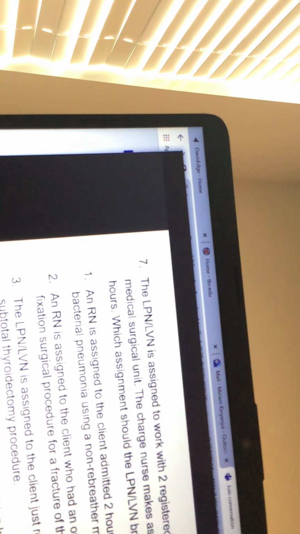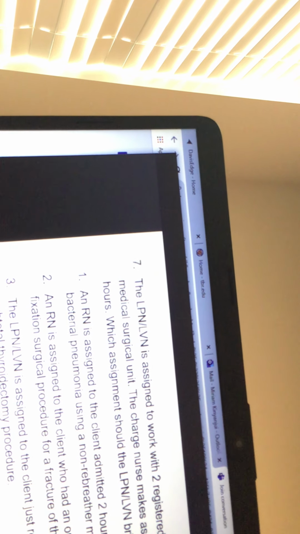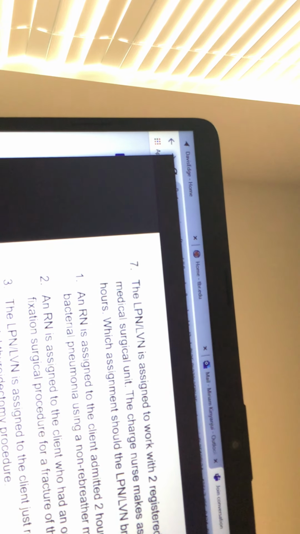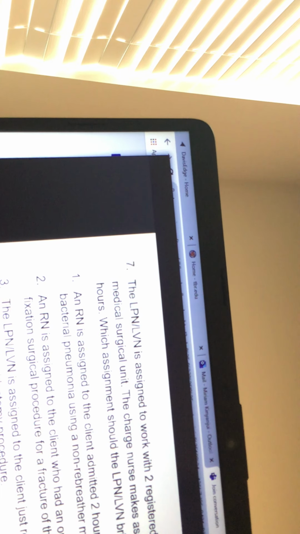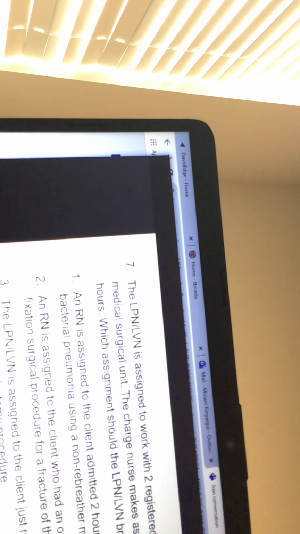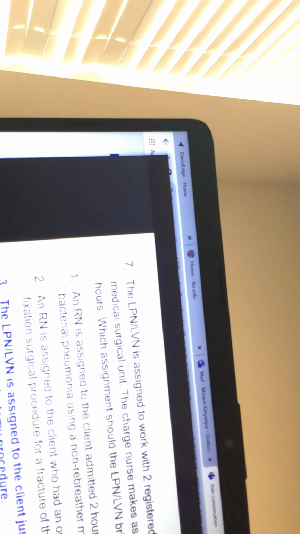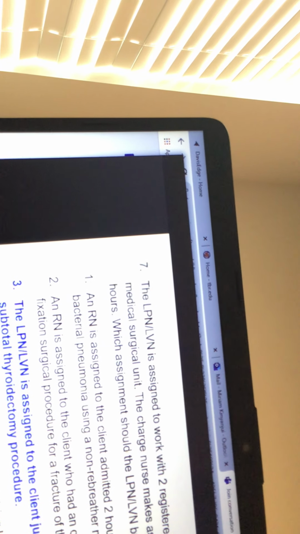No, interferon, that's a very dangerous drug to give. It's almost like giving chemotherapy. That patient needs a lot of assessment. Very dangerous, a lot of side effects. Only the RN should be doing that one. That's IV too. Okay, so what's your answer? 3. Very good.